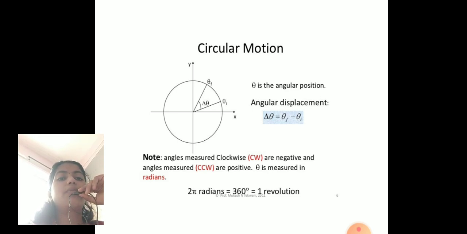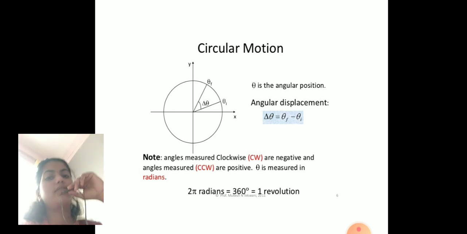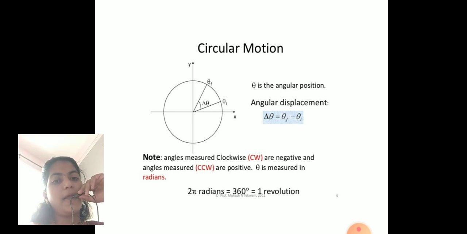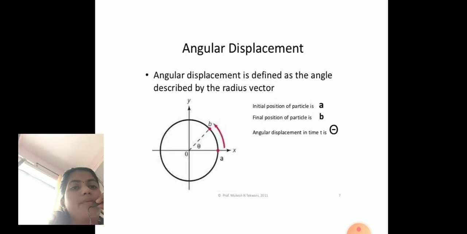Then the angular displacement is 2 pi radian. 2 pi radian means 360 degrees, which is 1 revolution. We all know that the degree of a circle is 360 degrees, and pi radians means 180 degrees. So 2 into pi means 2 into 180, which is 360 degrees. One circular revolution is 360 degrees.